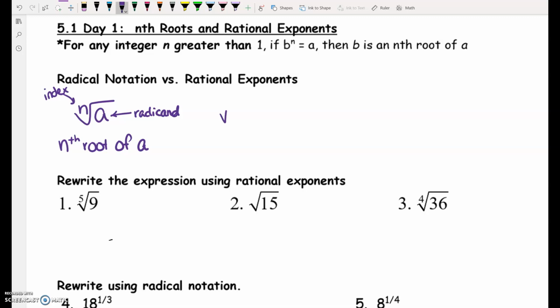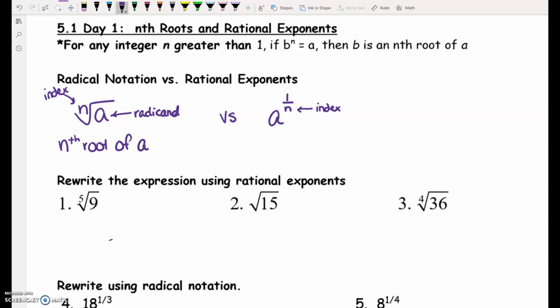This is compared to a raised to the 1 over n. These two things mean the same thing. A raised to the 1 over n is the same as the nth root of a. So what you might notice is that the bottom part of the fraction is the index of the radical if you were going to translate them from one form to another.